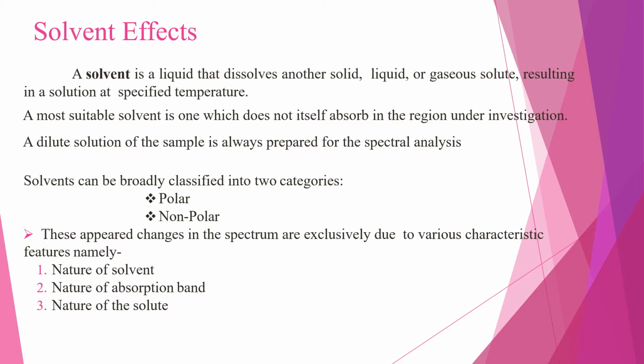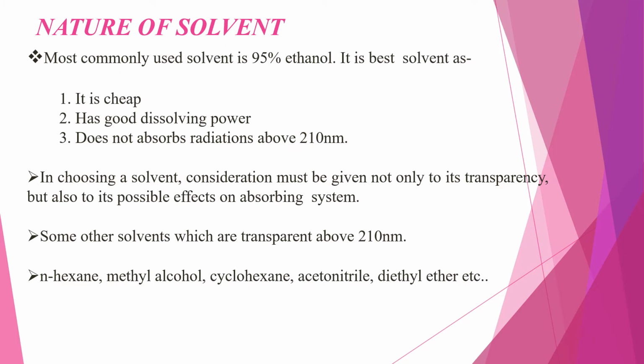These apparent changes in the spectrum are exclusively due to various characteristic features, namely the nature of the solvent, the nature of the absorption band, and the nature of the solute. Nature of solvent: the most commonly used solvent is 95% ethanol. It is the best solvent as it is cheap, has good dissolving power, and does not absorb radiation above 210 nanometer.